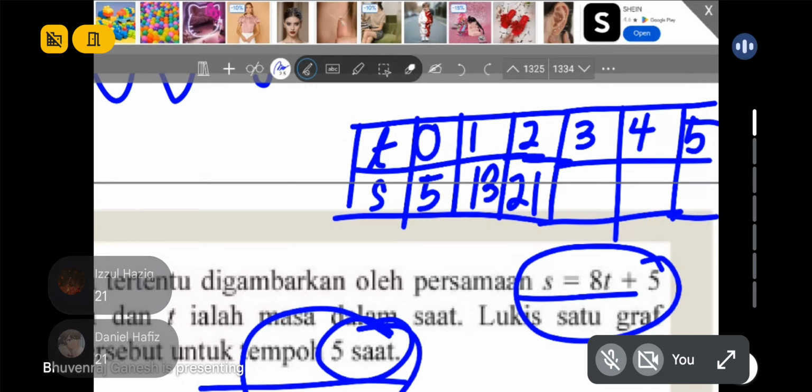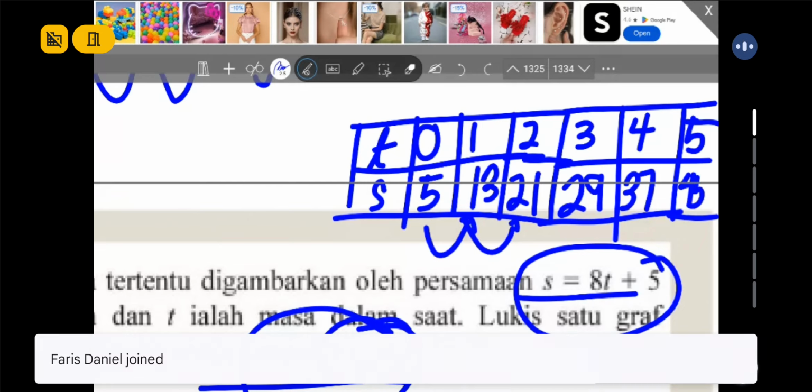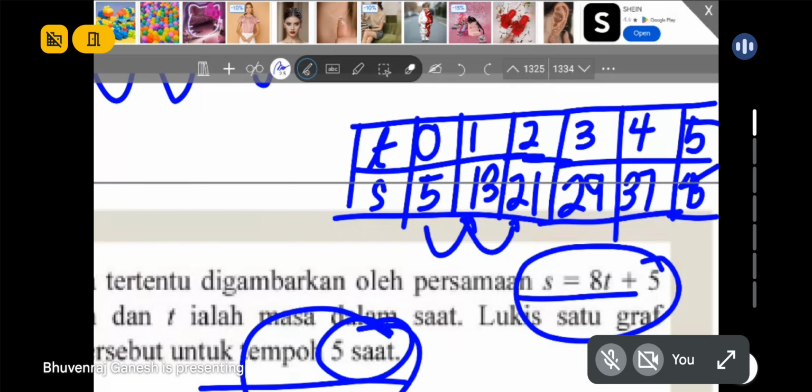Yes, okay. So you guys can see the pattern tadi. Am I right? Cuba nampak pola dia. Dia adalah tambah 8. Correct? You just need to plus 8. So 21 plus 8, 29. 29 plus 8, 37. 37 plus 8, 45. Settle. Okay, you guys already get all the points.